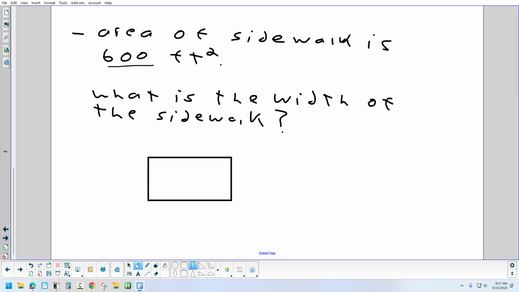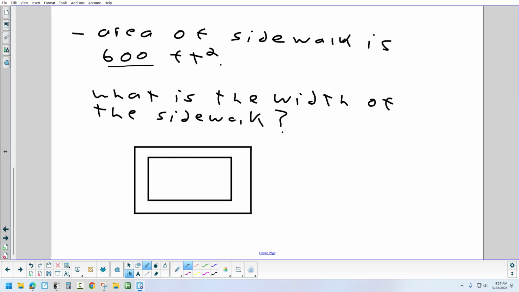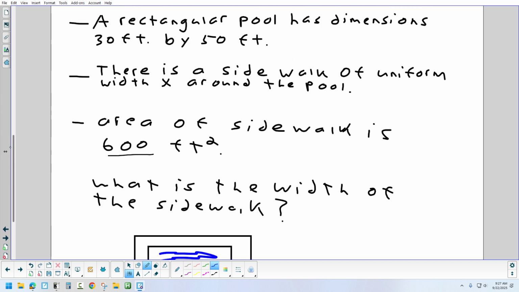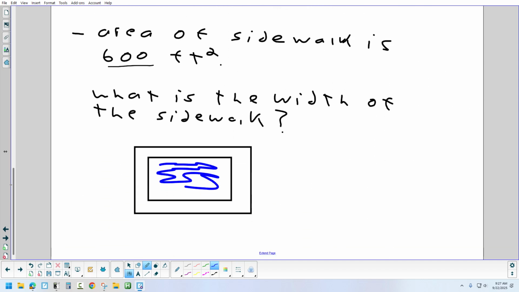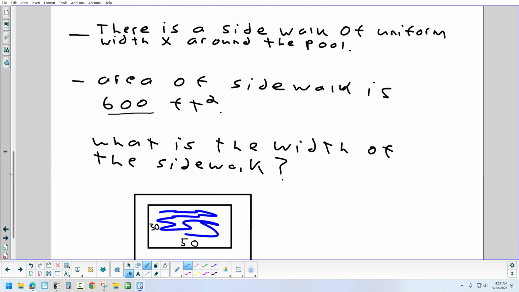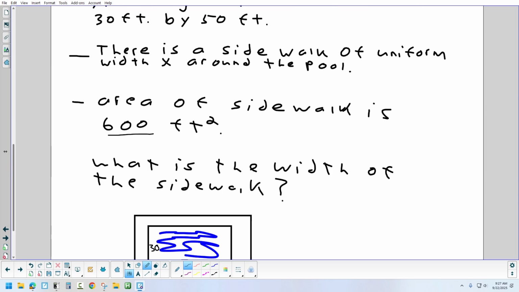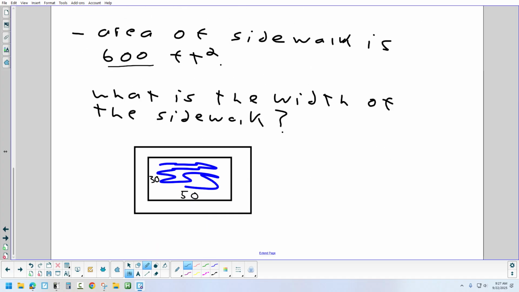So here's our pool, and I'll put a sidewalk around it. Okay, so inside here, that's the pool. And it said the dimensions of the pool are 30 feet by 50 feet. So let's go 30 by 50. Now there's a sidewalk all the way around the edge, and we don't know the width as a number, but what letter did they give me to represent it? X. So that's x, and that's from here to there. And it's the same thing over here. From there to there. That's the width of the sidewalk.